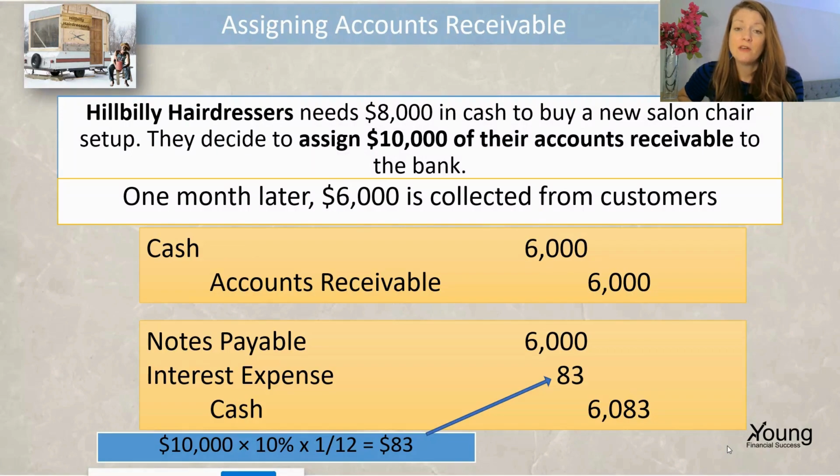So we've got our $10,000 they borrowed. That's the $10,000 assigned amount. That's what they're going to be basing it off of. The $10,000 times the 10% interest times 1 out of 12 months, they have $83 in interest. So remember, we're using the amount that they assigned of their accounts receivable, not the amount of cash that the bank allowed them to actually have. They use the amount assigned. So that makes it a higher rate there. And then they pay in cash all the receivables they've collected plus that interest.